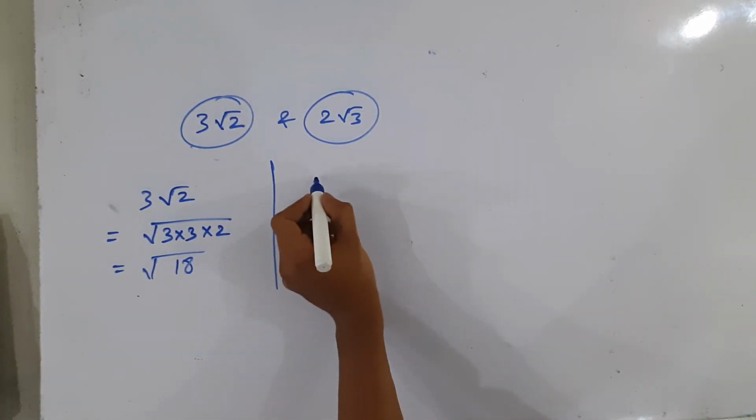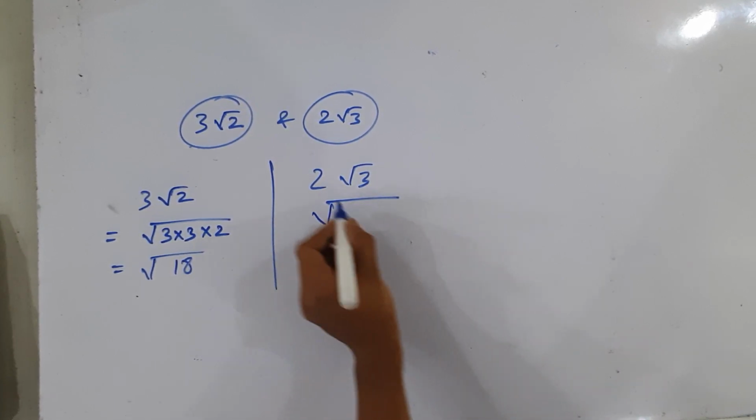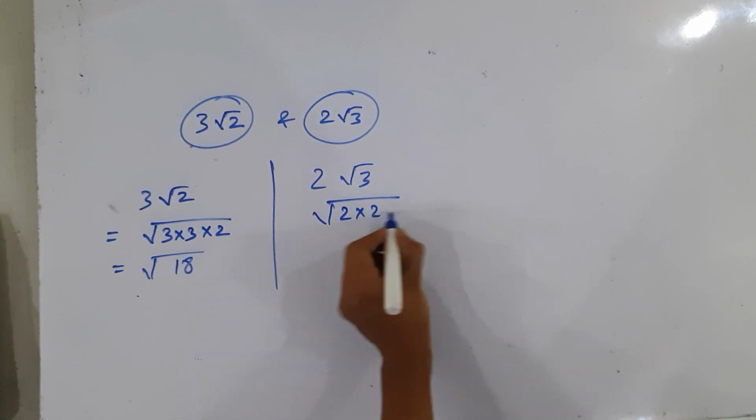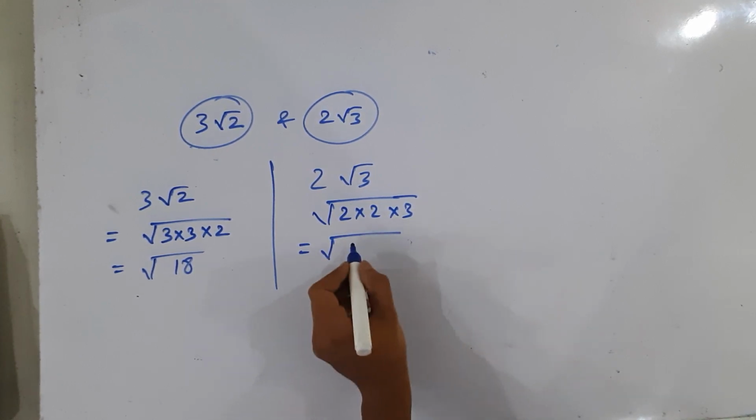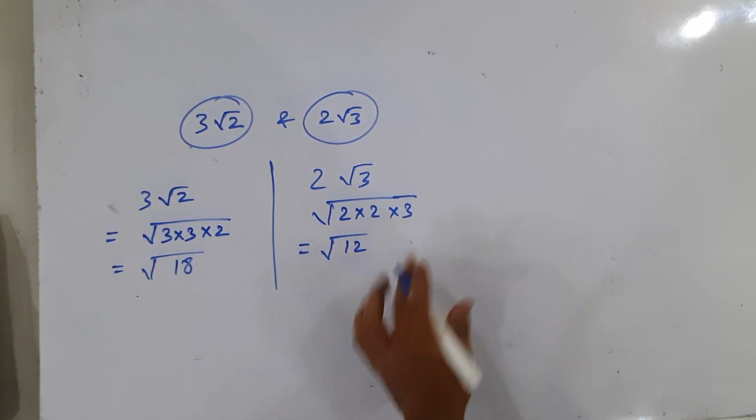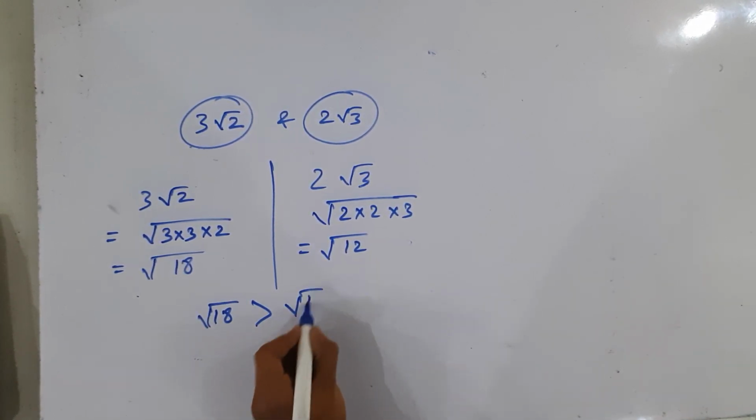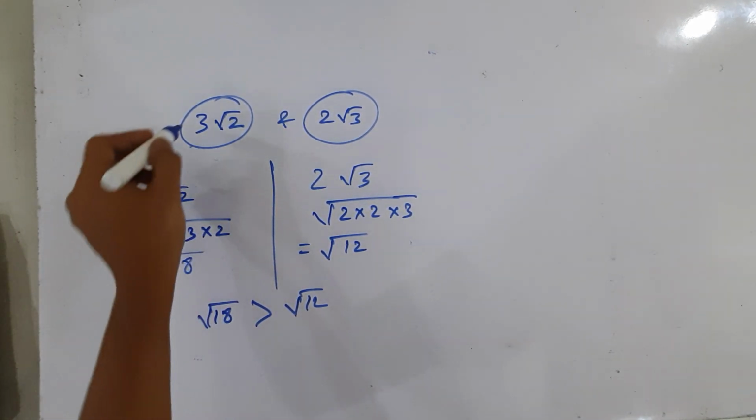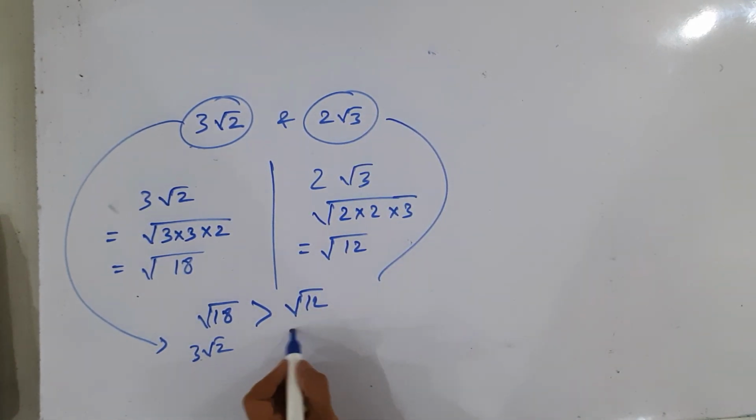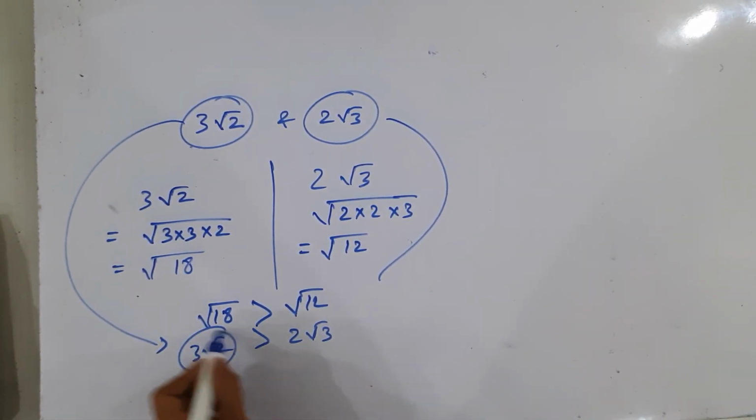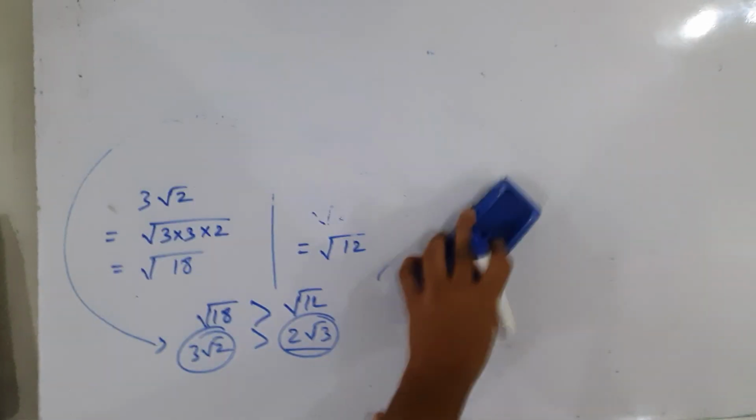And here also 2 root 3, it is also square root, so it can be written under root 2 multiplied by 2 multiplied by 3, or we can write under root 2 to the 4, 4 to the 12. So now you can compare: root 18 is greater than root 12. That means root 18 is 3 root 2 and root 12 is 2 root 3. So that means 3 root 2 is greater than 2 root 3.